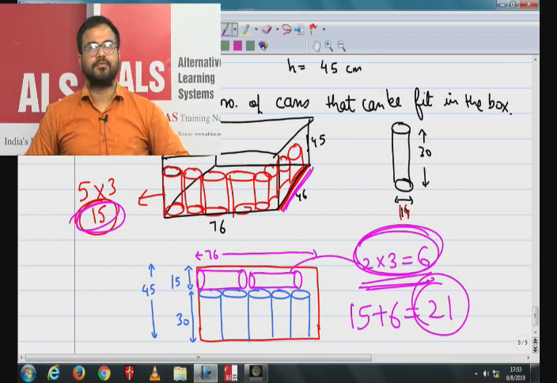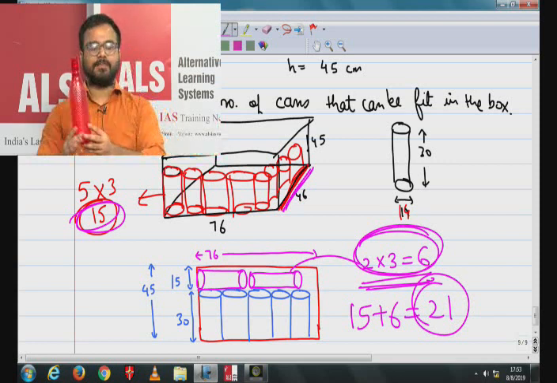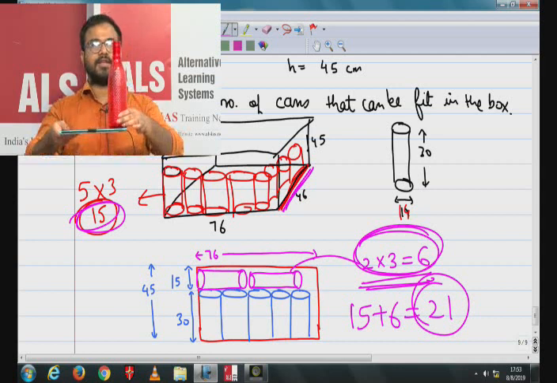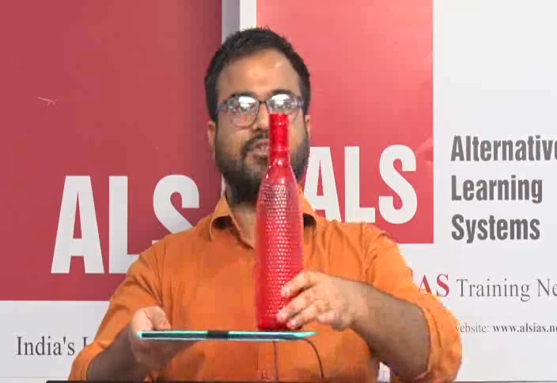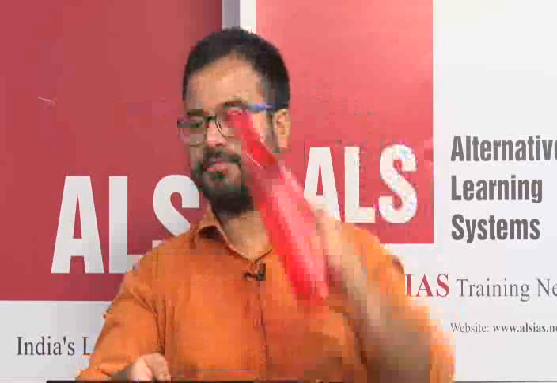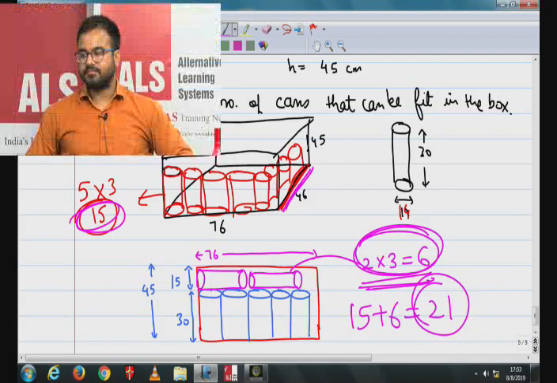Getting it, all of you? If you look here, some cans we placed vertically like this, and in the remaining position at the top we placed the cans horizontally. So that is the meaning: 15 vertically and 6 horizontally. All of you are getting it?